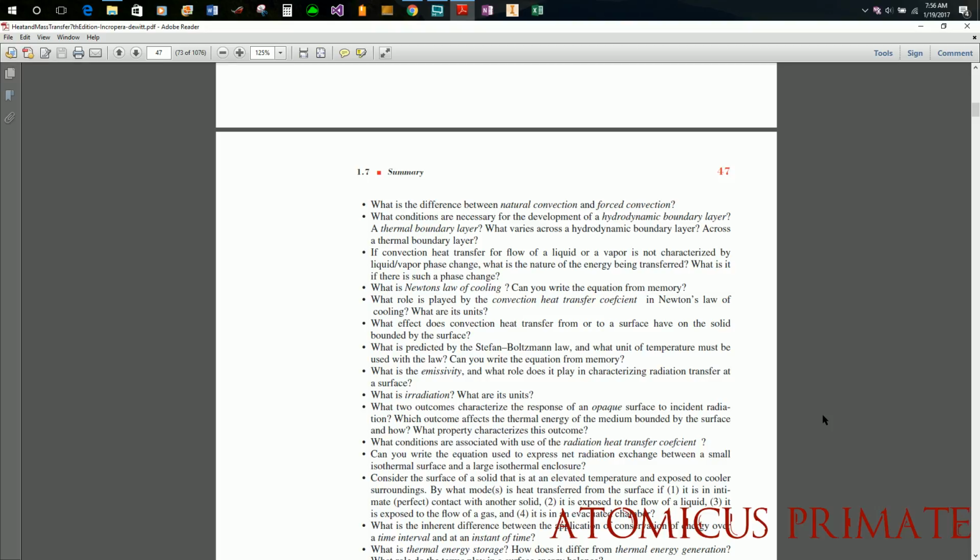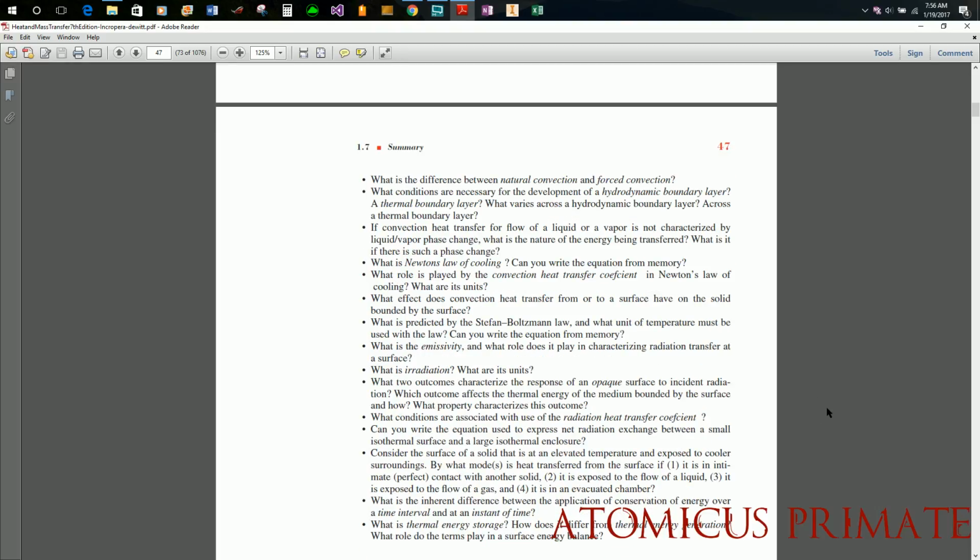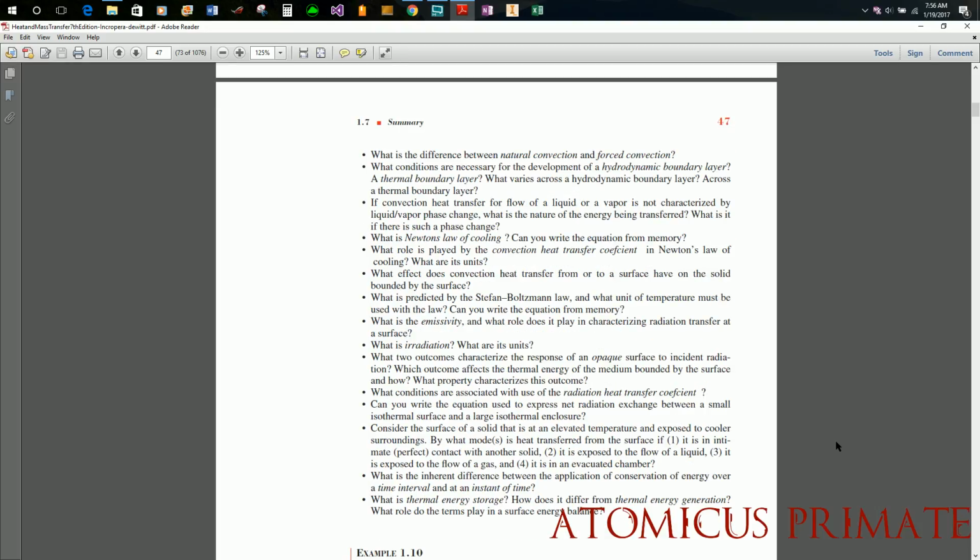Can you write the equation from memory? What is the emissivity, and what role does it play in characterizing radiation transfer at a surface? What is irradiation? What are its units? What two outcomes characterize the response of an opaque surface to incident radiation? What outcome affects the thermal energy of the medium bounded by the surface, and how? What property characterizes this outcome?